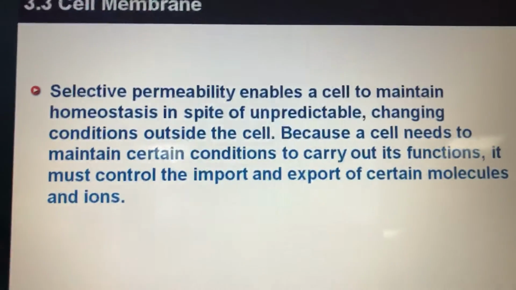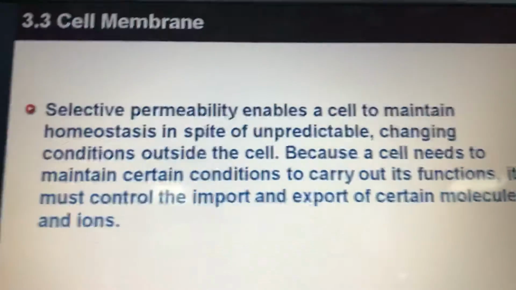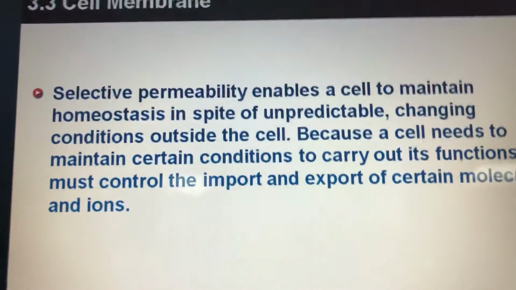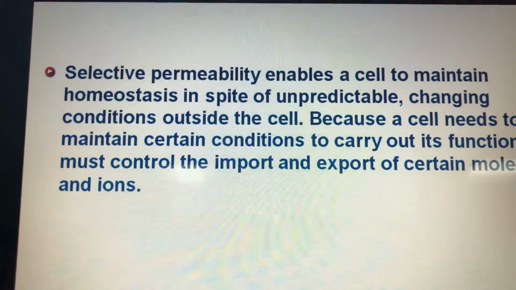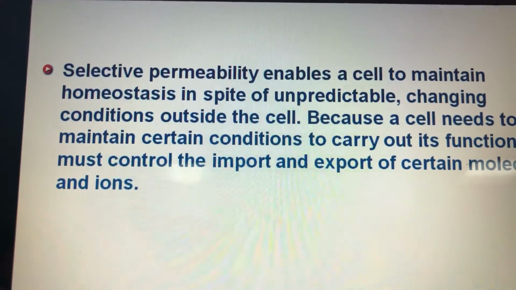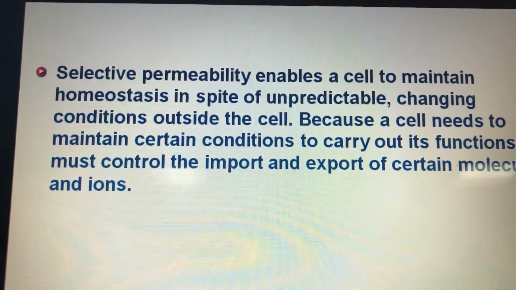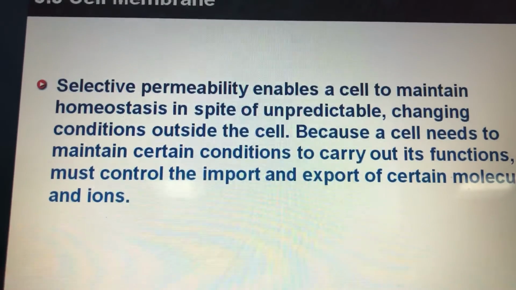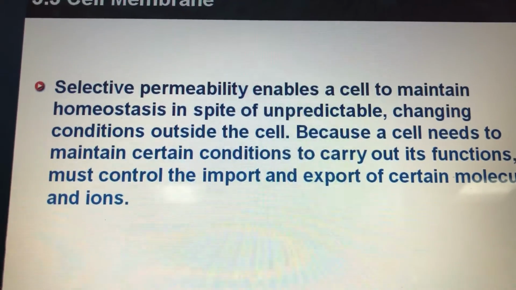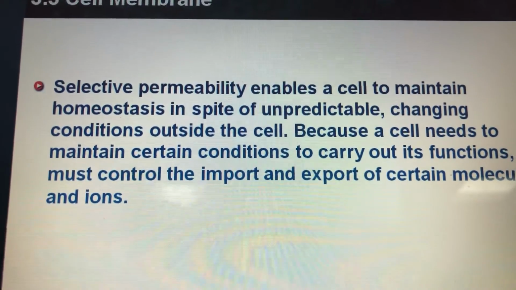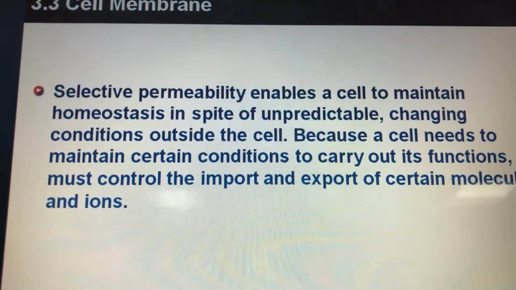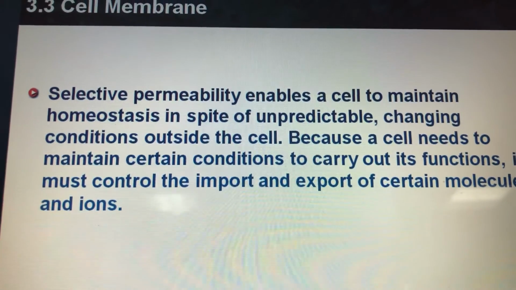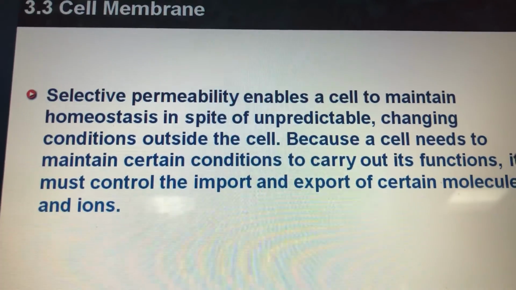So selective permeability, why is it important? Because it enables a cell to maintain homeostasis. And what is homeostasis? Homeostasis is keeping the internal condition of the body normal in spite of unpredictable changing conditions outside the cell. Always, if the body is normal and everything is working normally inside your body, then it maintains homeostasis.